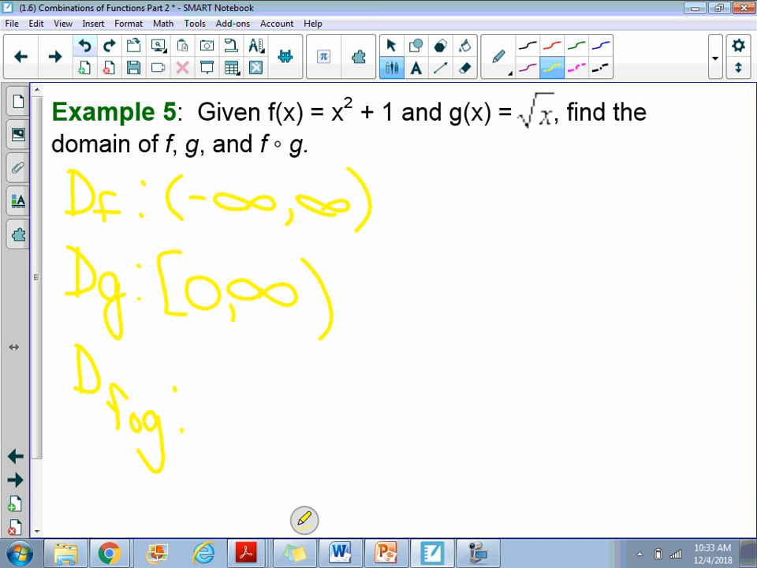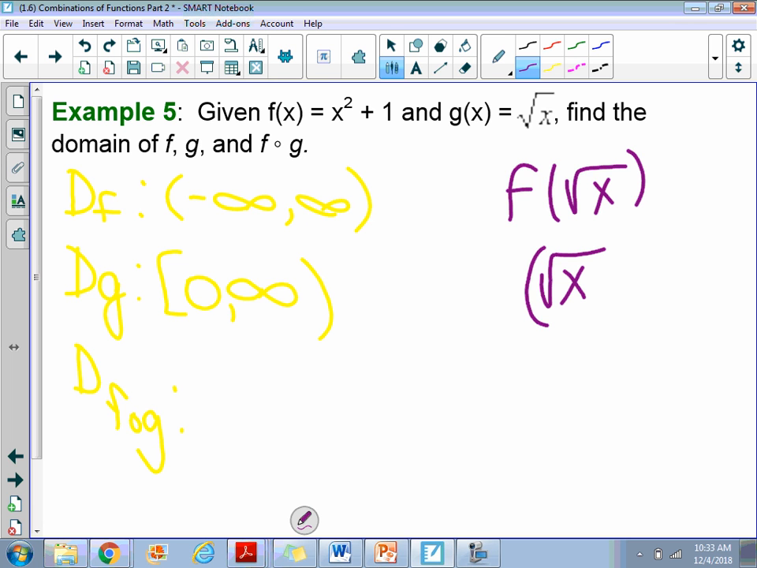So my composition over here would be f of the square root of x, which is going to give me the square root of x squared plus 1, which just gives me x plus 1. Actually no, not x plus 1. Why is it not? Absolute value of x plus 1. Okay. But what is my domain for this? All reals, right? If I'm looking at this right here, it's all reals.